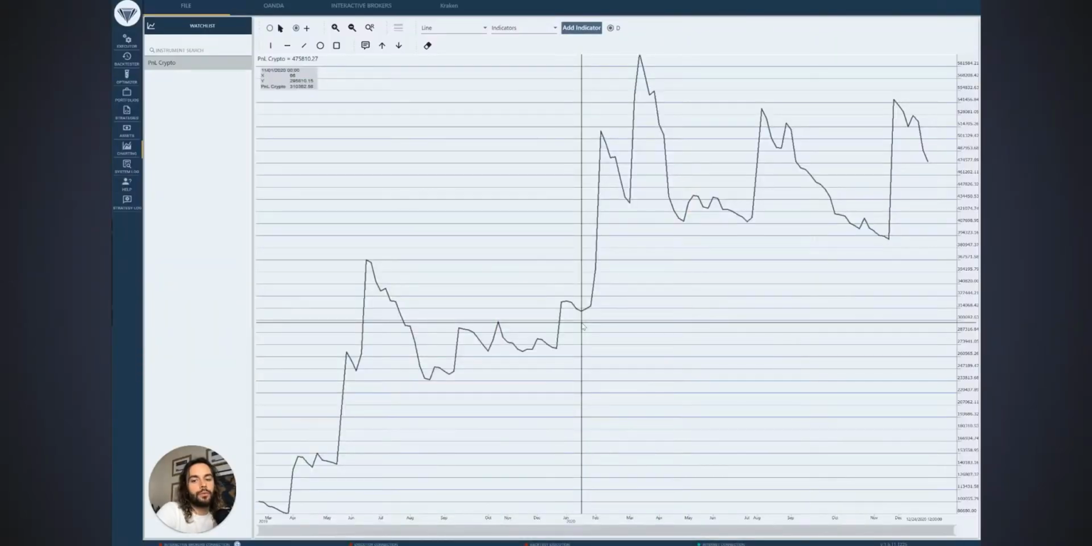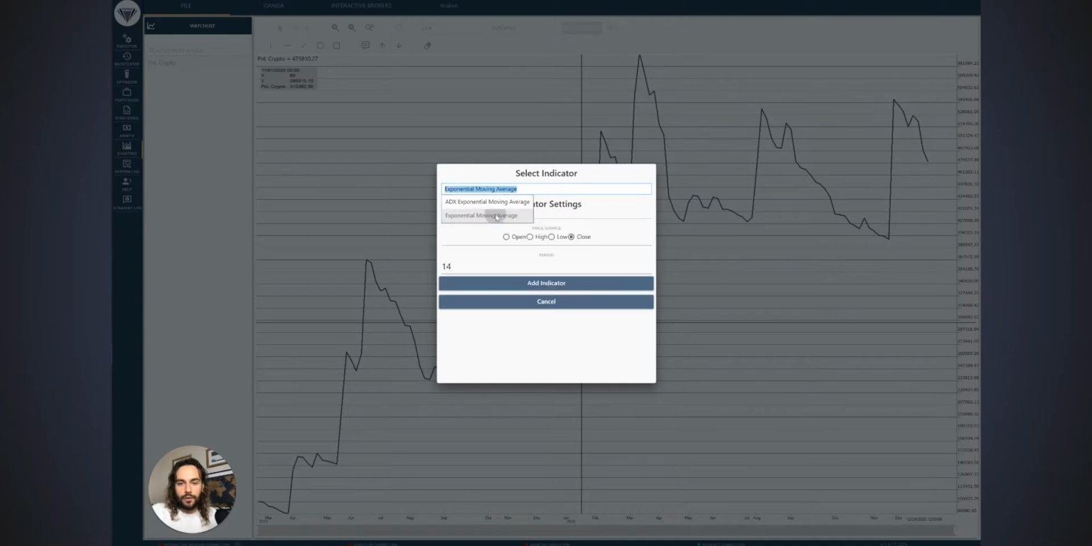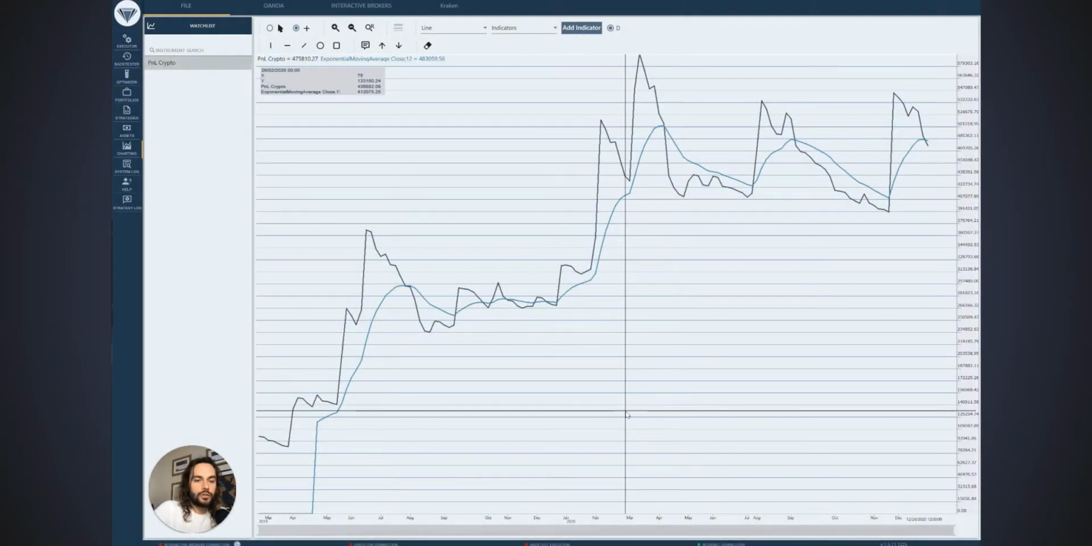I do this for this particular algorithm in a very simple way. I apply an exponential moving average to my P&L curve, and when the P&L curve goes under the EMA, I stop trading, but I keep monitoring the algorithm as it performs, and as it goes back up above the EMA, I enable the algorithm again. So let's see how this looks. I'm gonna add an indicator here, exponential moving average. I use a 12 period EMA, and this is how it looks.